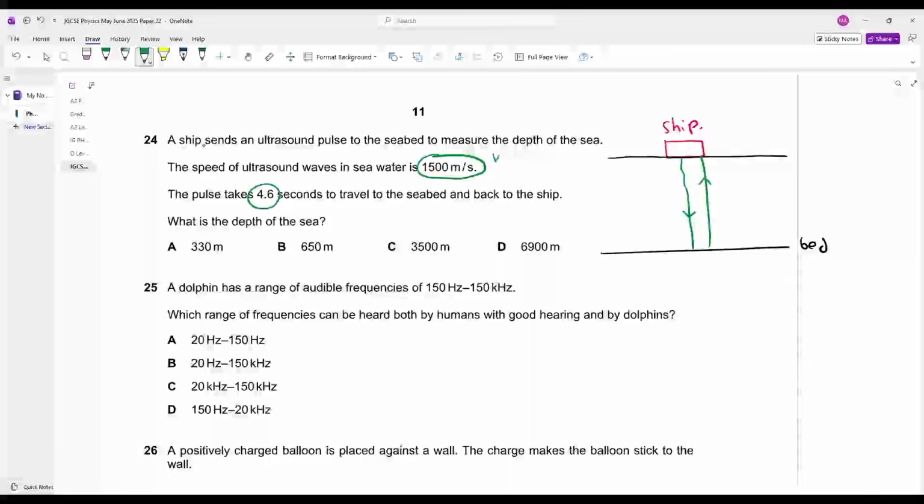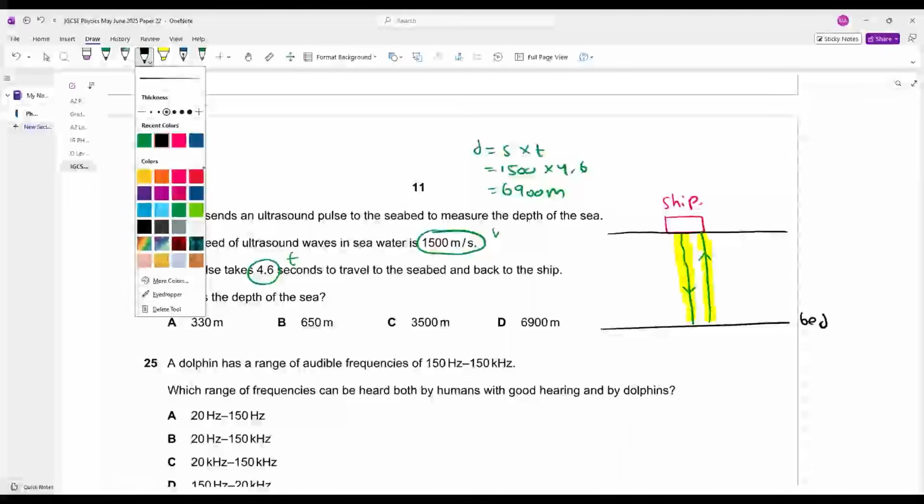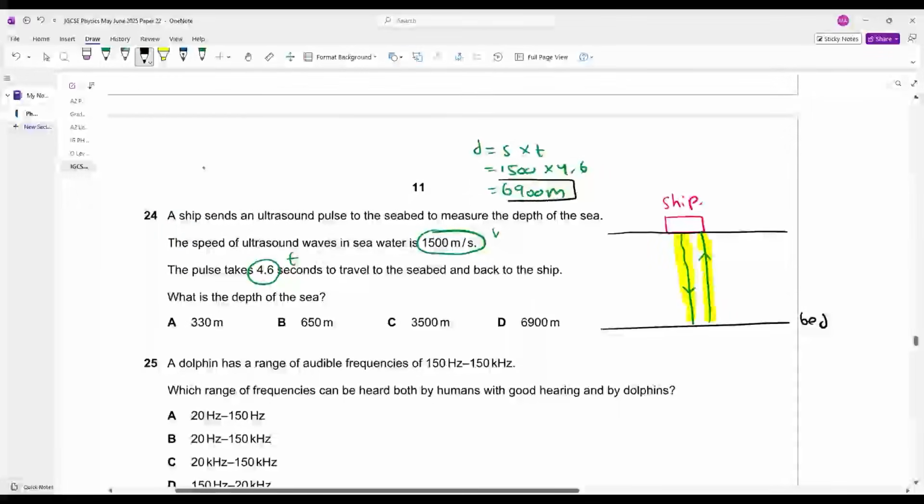बेटा आपके पास स्पीड है, आपके पास टाइम है. Can you calculate the total distance? यप. टोटल डिस्टेंस किसके इक्वल आएगा? स्पीड इनटू टाइम. स्पीड क्या है? 1500. टाइम क्या है बेटा? 4.6. Can you calculate this? 1500 into 4.6. This comes out to be what? 6900 meters. ये क्या है? ये टोटल डिस्टेंस है. ये वो डिस्टेंस है जो अल्ट्रासाउंड नीचे ट्रैवल कर रही है, सी बेड को हिट करके वापस ऊपर आ रही है. This is the total distance बच्चे. This D is your total distance.